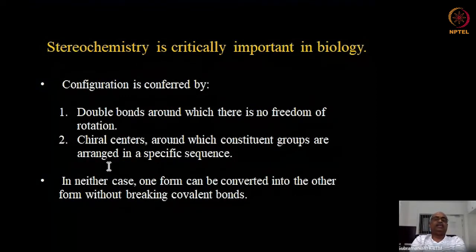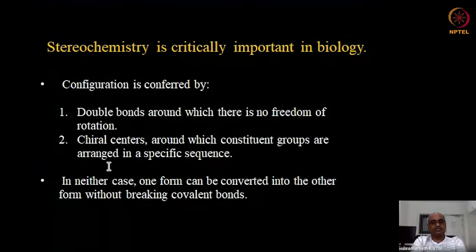And the other one is the chiral center. So you have a carbon atom with its 4 valencies, and if you have 4 different groups attached to it, then we call that a chiral carbon or an asymmetric center. And due to the differences in the 4 groups, the sequence of arrangement can give rise to a specific configuration. So different sequences of arrangement can have different configurations. And in both cases, one configuration cannot be changed to another without breaking a covalent bond and rejoining it. So that is the basis for configuration.